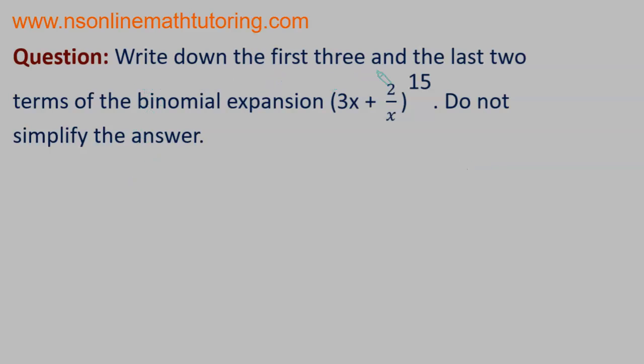Write down the first 3 and the last 2 terms of the binomial expansion (3x + 2/x) to the power of 15. Do not simplify the answer. This is the beauty of using the sigma notation and nCr for getting the coefficients, because you can just select specific terms. So, let's start with our answer.